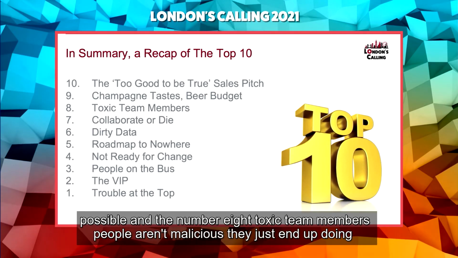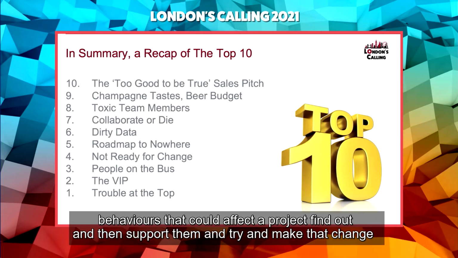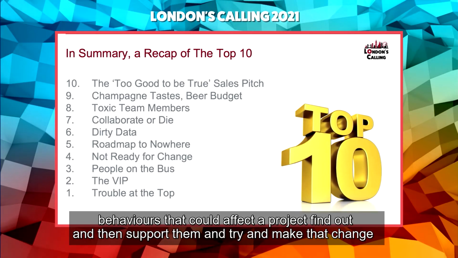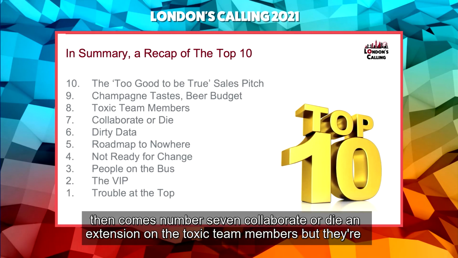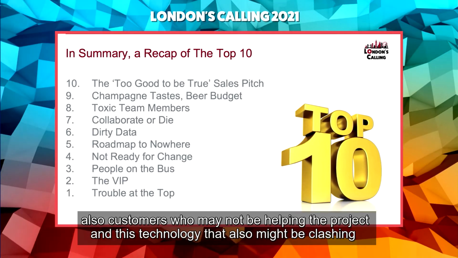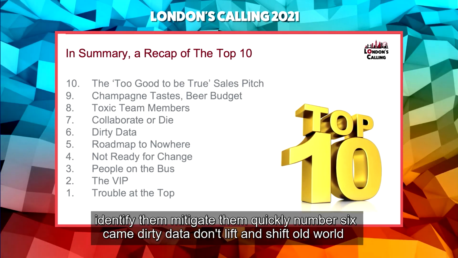And then number 8, toxic team members. People aren't malicious, they just end up doing behaviours that could affect a project. Find out and then support them and try and make that change. Then comes number 7, collaborate or die. An extension on the toxic team members, but there are also customers who may not be helping the project, and there's technology that also might be clashing. Identify them, mitigate them quickly.